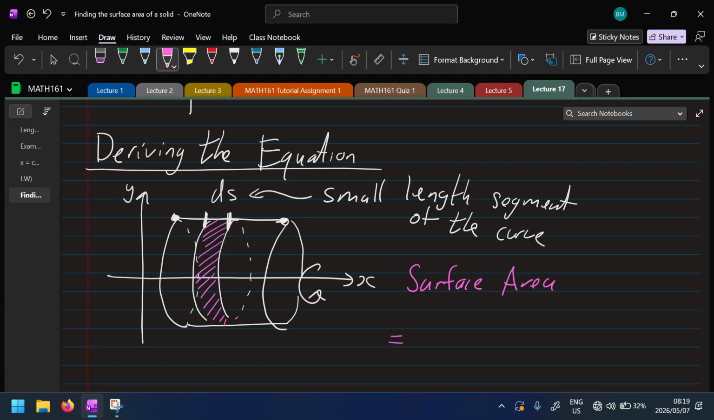If I gave you a cylinder, and I said find the surface area, what is it? Normal cylinder, right? Some radius, some height. What's the surface area?